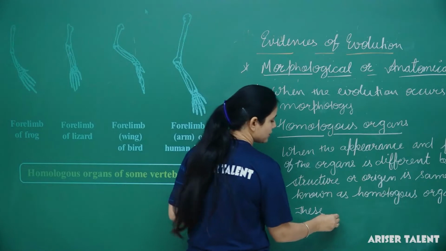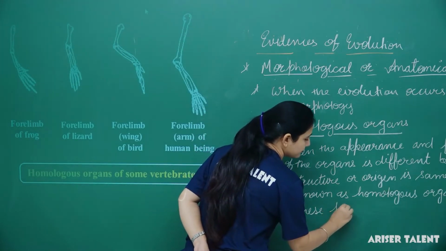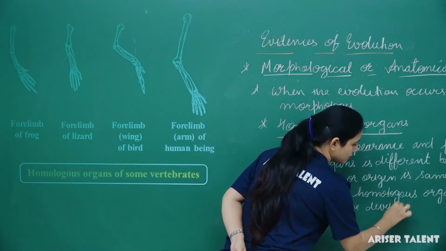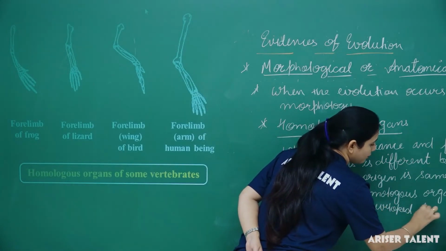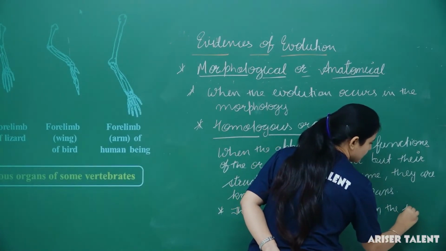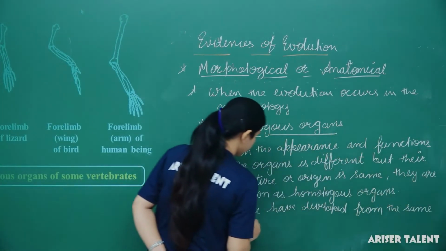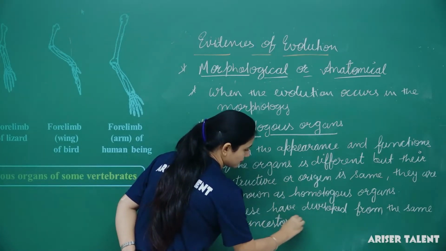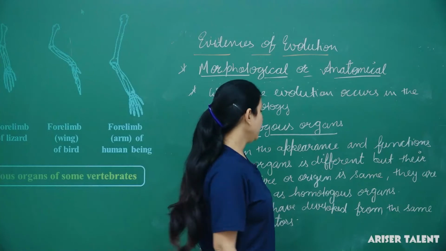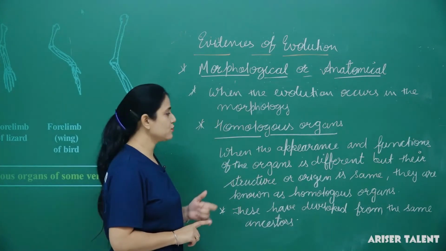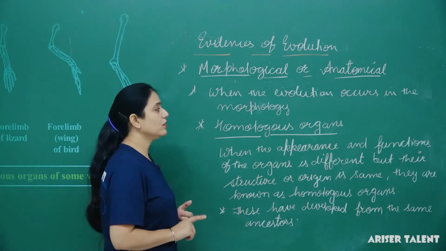Here we can mention these have developed from the same ancestors. Okay. Here because these all have what? These all have pentadactyl limbs. So these organs are known as homologous organs.